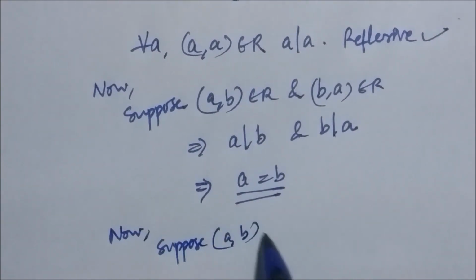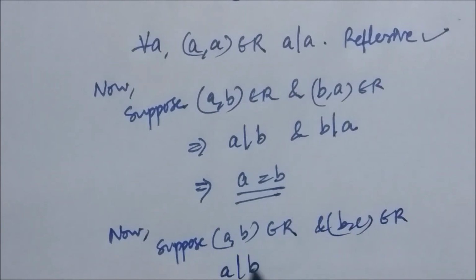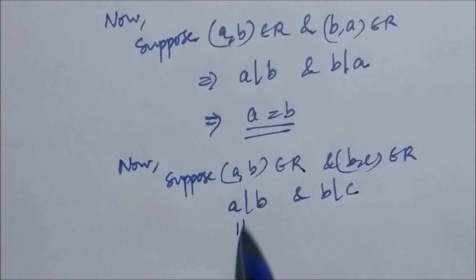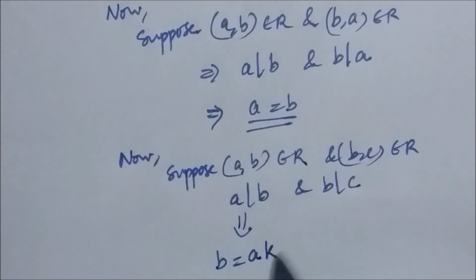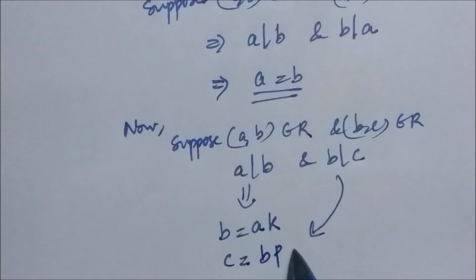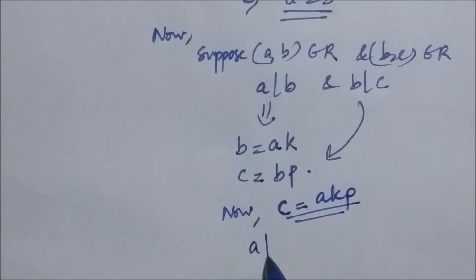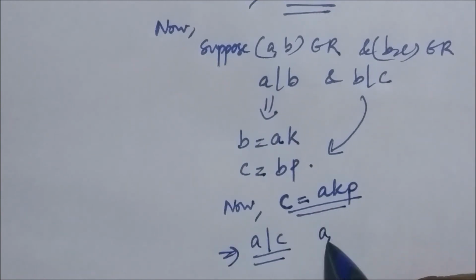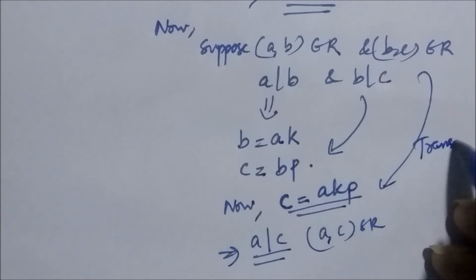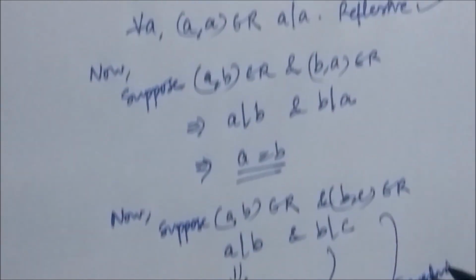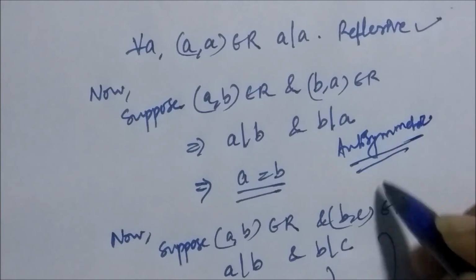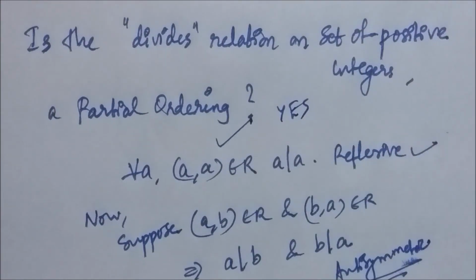Now suppose that (a, b) is in the relation and (b, c) is in the relation, implying a divides b and b divides c. So b equals a times k and c equals b times p, where k and p are positive integers. Now c equals a times k times p, right? So it implies that a divides c. So (a, c) is in the relation and hence the relation is also transitive. So we have the partial ordering relation here because it's reflexive, antisymmetric, and transitive. So the divides relation on the set of positive integers is a partial order. Now we know that the set of positive integers together with the divides relation, (Z+, |), is a poset, right?